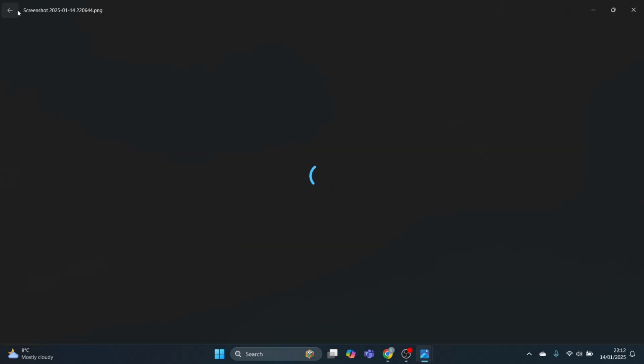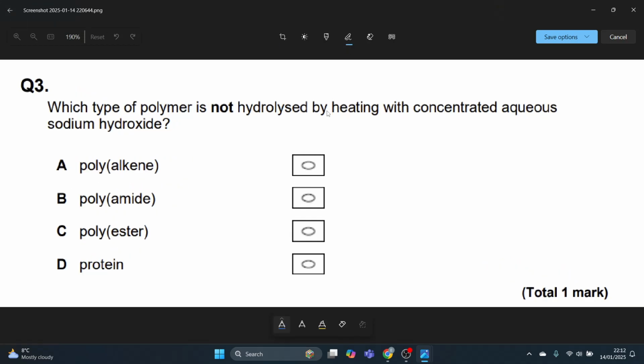Question 3. Which type of polymer is not hydrolyzed by heating with concentrated aqueous sodium hydroxide? This one's very simple once you think about it. Alkenes have strong non-polar bonds. Therefore, it won't be able to be hydrolyzed by heating with concentrated sulfuric acid because of strong non-polar bonds.